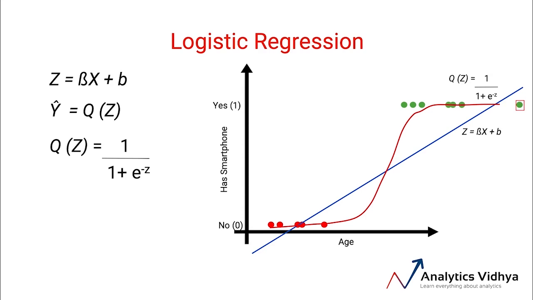So what this function does is it transforms this linear line into a curve which looks something like this. So it is constrained between 0 and 1. There are a lot of interesting properties of the sigmoid function, which we'll cover in a later video. But what it basically does is it transforms this linear line, which is the blue line, into a line which has values between 0 and 1.